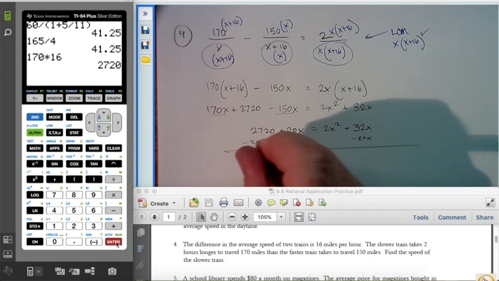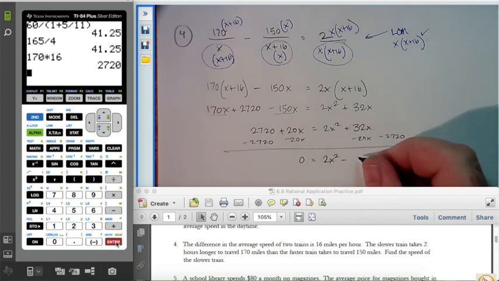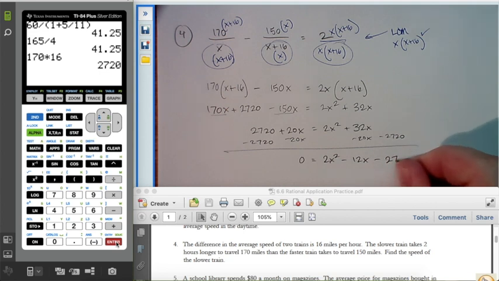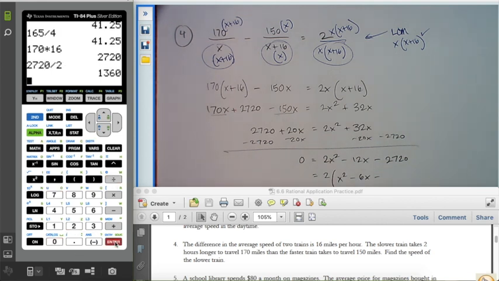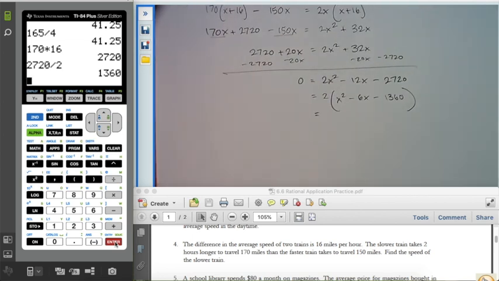So let's see, so 2x squared, I'm going to need to take away, what are those x terms? All right, 2x squared minus 12x minus 2720. I can factor a 2 out of everything. That will leave me with x squared minus 6x minus 1360, and you're still left with trying to figure out numbers that multiply together to get negative 1360 but add to get negative 6.